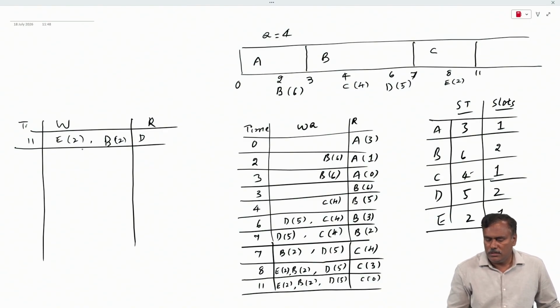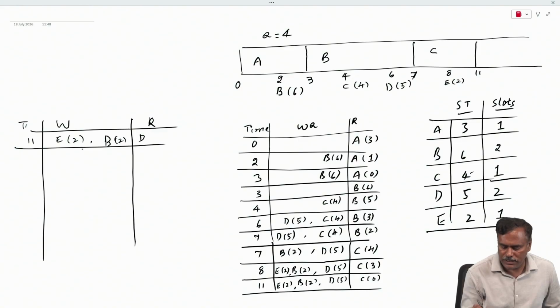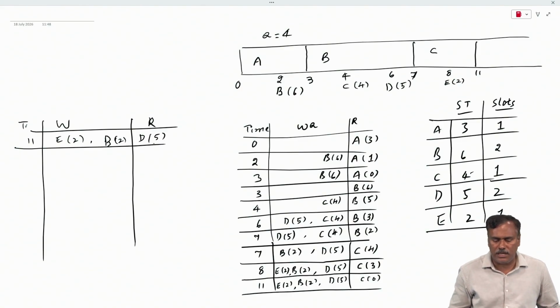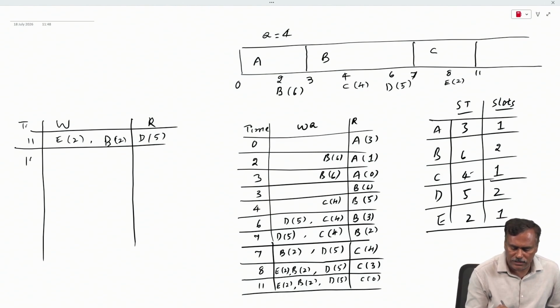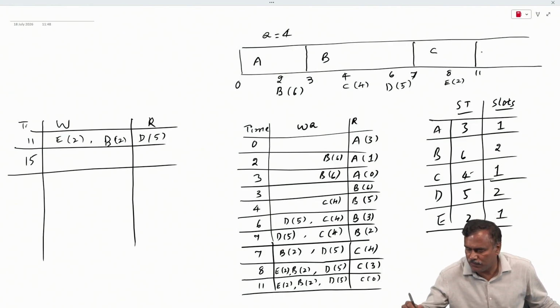So this needs 2 slots. In the first slot, for 4 units of time, it is going to be executed partially. D started its execution at the 11th interval, and its service time needed is 5 units. So from 11 to 15, that same process can continue for 4 units of time. So for 4 units of time, process D is going to continue its execution, that is 11 plus 4, that is 15.